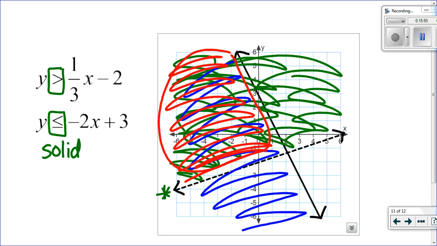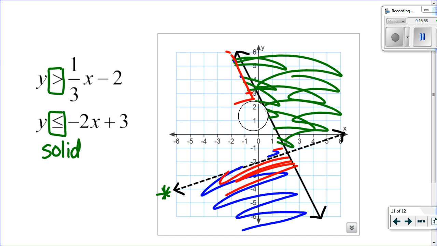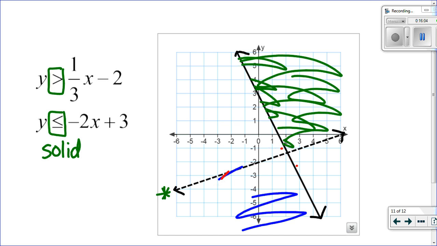And I know this is really messy. Here's what I'm going to do. I'm going to clear that off. So now our solution area is clear. Everything in this overlap was a solution. That's not supposed to be overlapped. Okay, so this was our overlap.